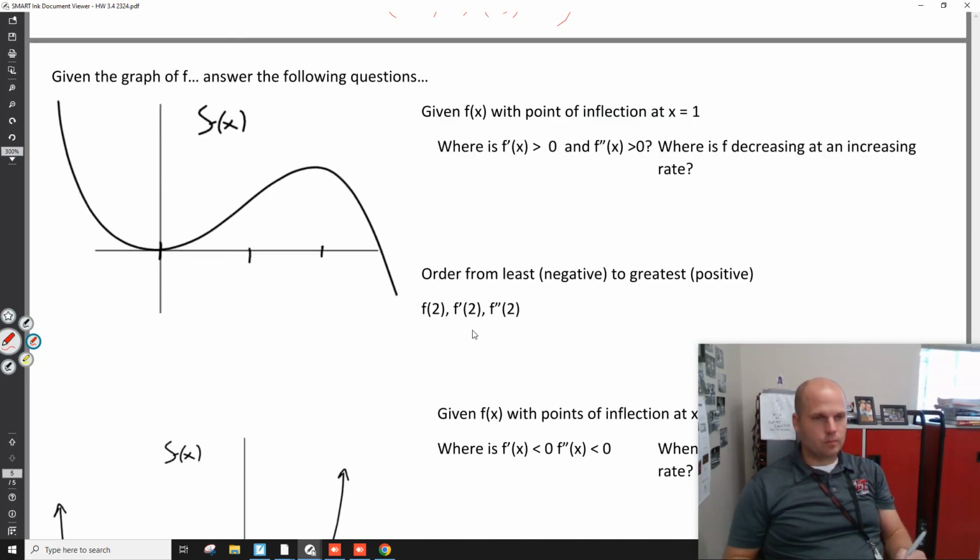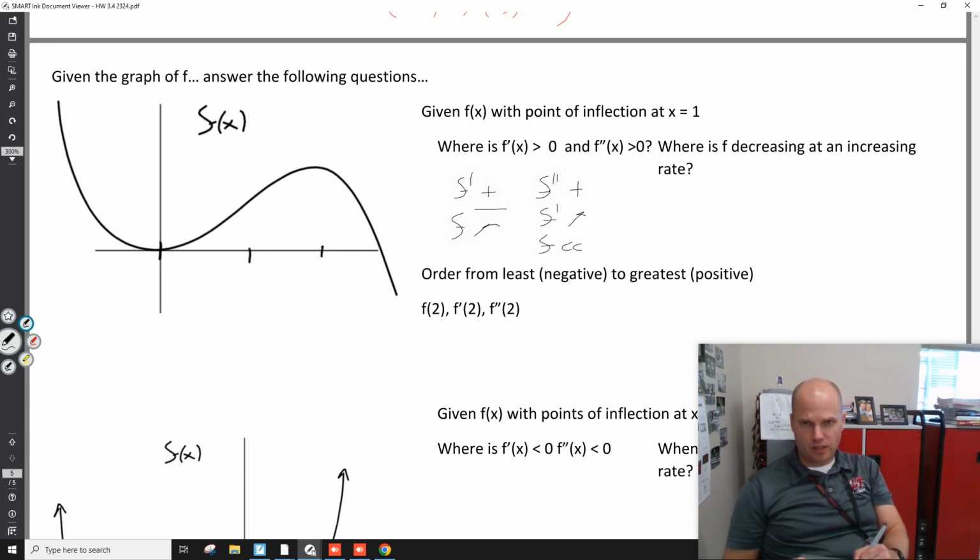Now, start the chart. Don't look at the graph yet. F prime positive. Okay, F increases. F double prime positive. F prime increases. F concave up.